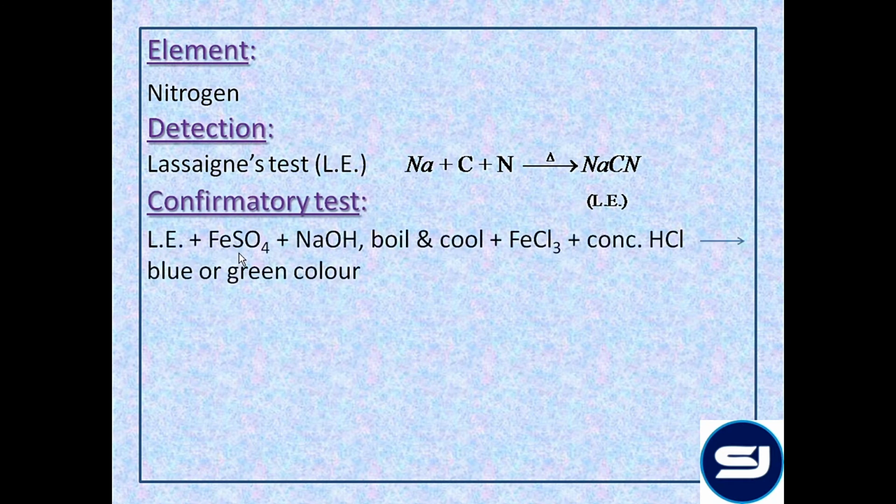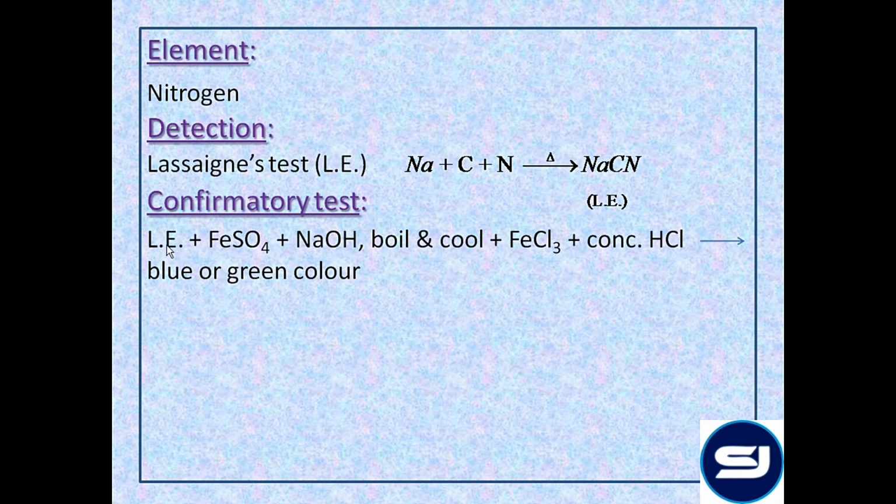The confirmatory test here is that the Lassaigne extract which is prepared is treated with iron sulfate or ferrous sulfate in alkaline solution. The solution is first boiled and then allowed to cool. On cooling down, it is further treated with ferric chloride in presence of concentrated HCl. So overall, if it produces blue or green color, it's a confirmation for nitrogen.